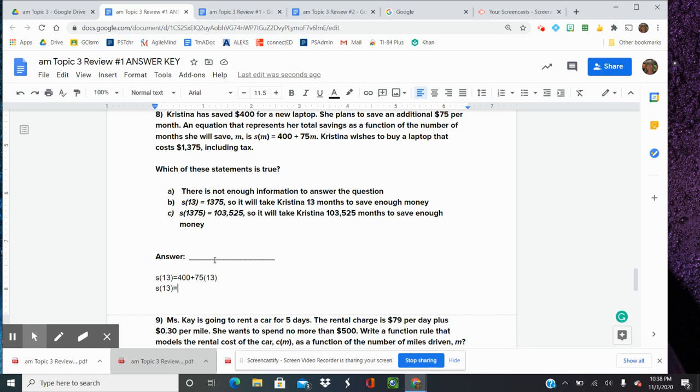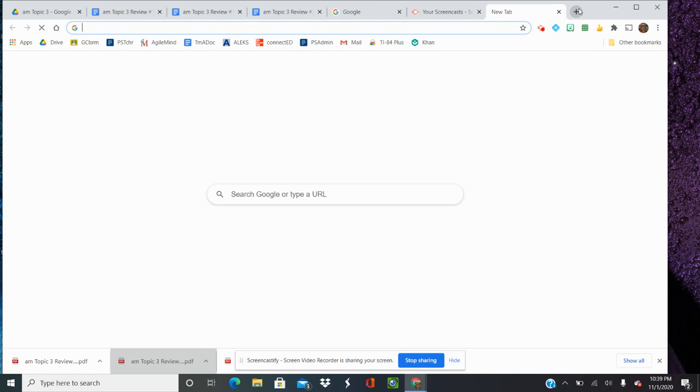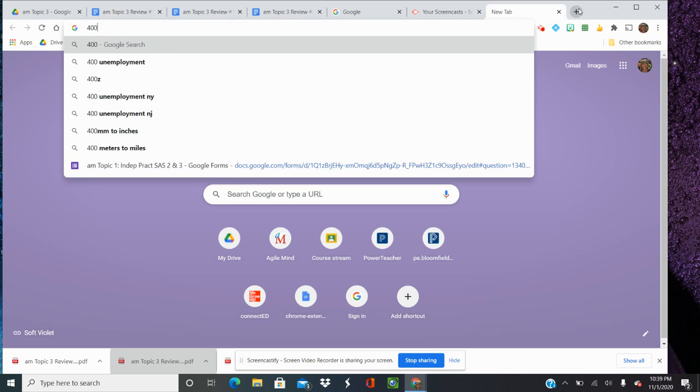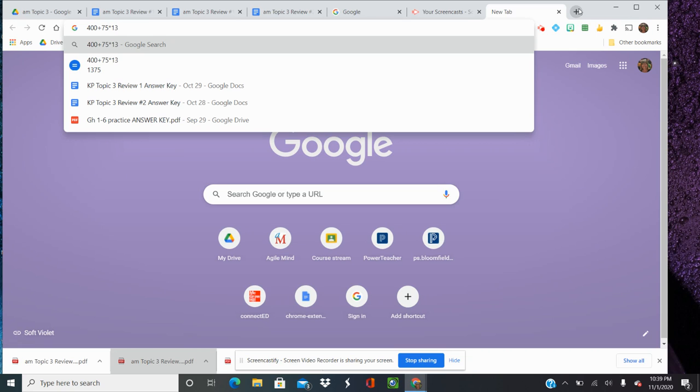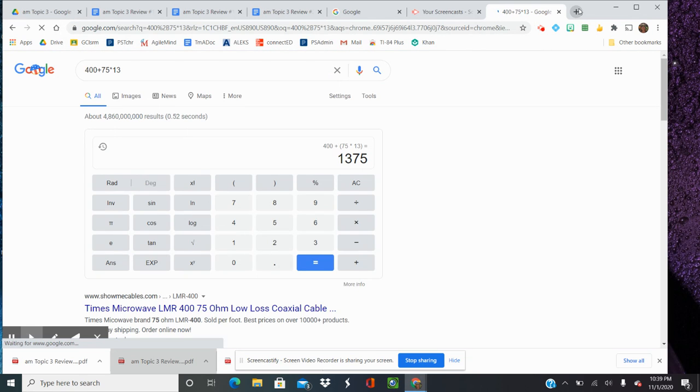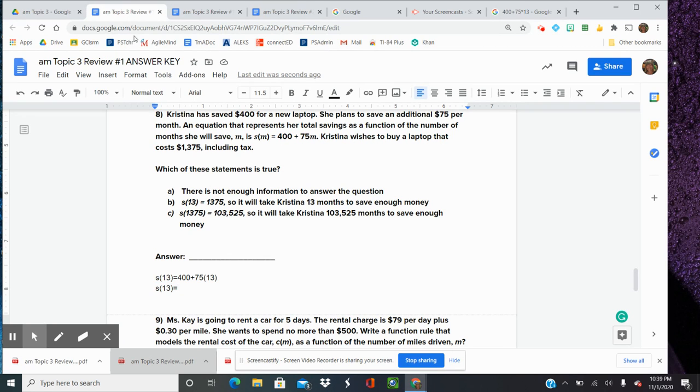Okay, if I put that right into my calculator, in fact, I'm just going to open up another tab and figure it out. Ready? 400 plus 75 times 13. Let's see what that is equal to. And it says it's equal to 1375. Well, that's great because that's exactly what I needed it to be. I needed it to be 1375 because this says right here, S of 13 equals 1375. So it will take Christina 13 months to save enough money.